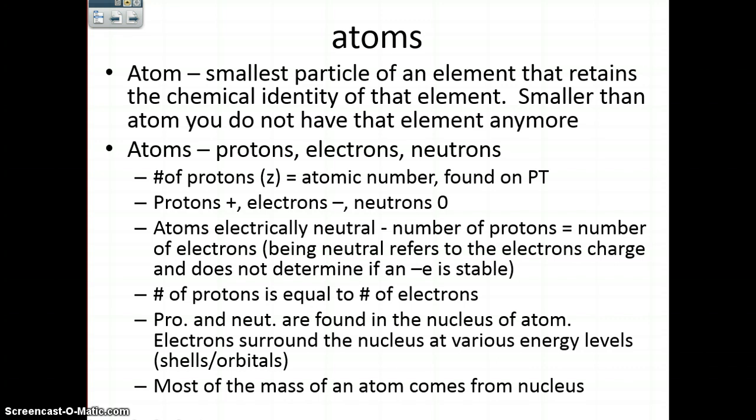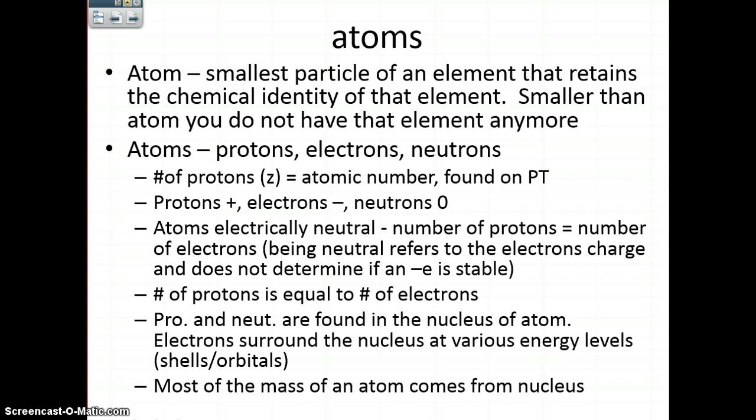So atoms are made up of protons, electrons, and neutrons. The number of protons, which we use the letter Z to represent, is known as the atomic number. The number of protons is the atomic number, and that number is on the periodic table. Protons are positive, electrons are negative, and neutrons are neutral. Atoms, then, are electrically neutral. The number of protons, or positive charges, is equal to the number of electrons, or negative charges.